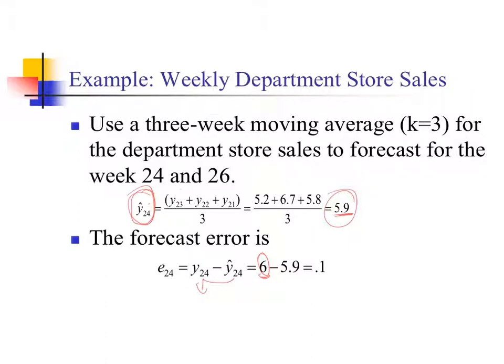The forecast error: since we have an actual data for week 24, we can easily calculate the forecast error. Actual data turns out to be 6 million. So our forecast is 5.9. We make a mistake of 0.1 million, $1 million of sales.